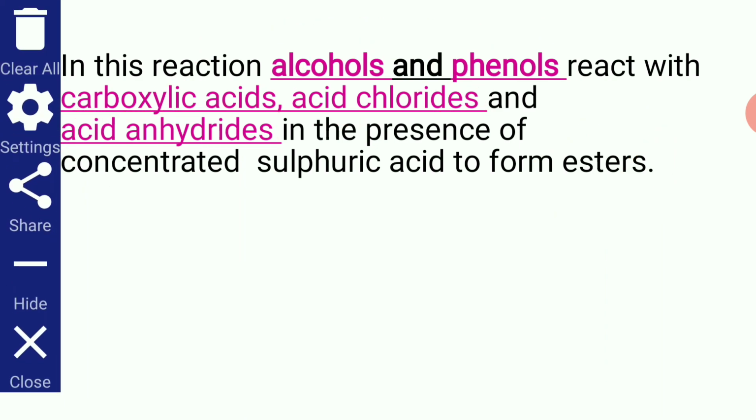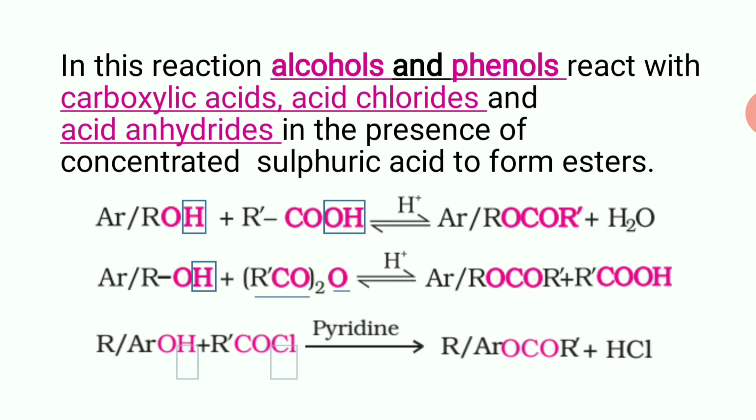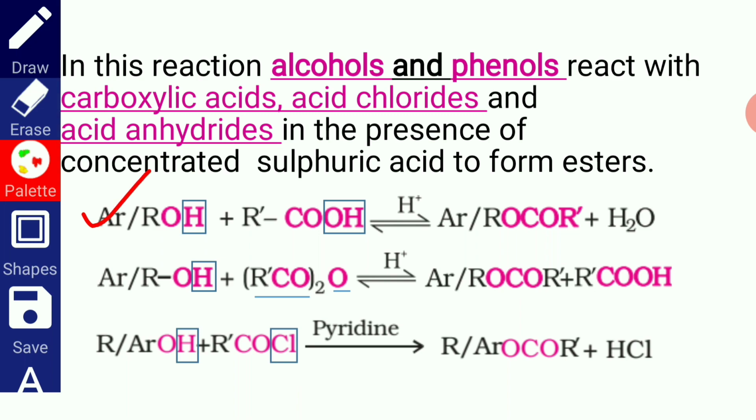For example, in the given reaction, Ar is represented as an aryl group, R represents an alkyl group, and R dash is also an alkyl group. In order to differentiate between the alkyl groups of two different compounds, we use R dash.